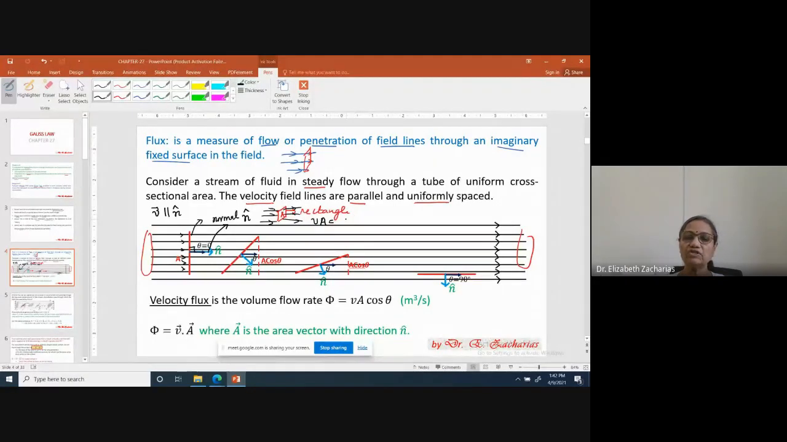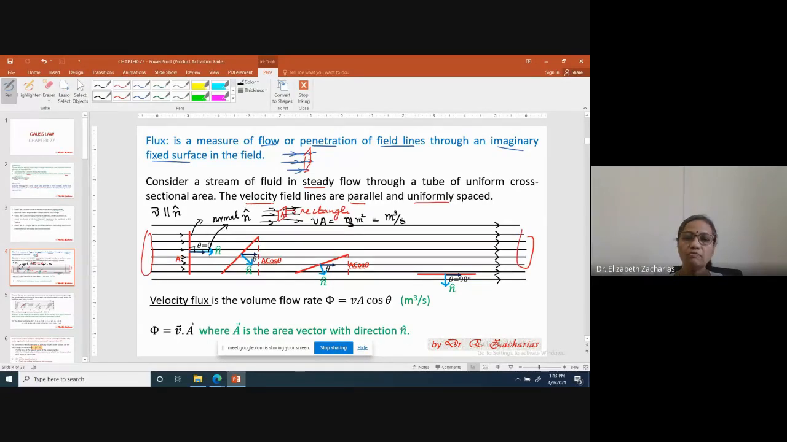Okay, and what is the unit of velocity? Meter per second. Unit of A is meter square. So what am I getting? Meter cube per second. Meter cube is the unit of volume. So when I say that the product of V and A gives you meter cube per second, then I am saying that it is just giving how much volume is crossing per second. Meter cube is volume. So what is the volume of fluid that is crossing this area per second?